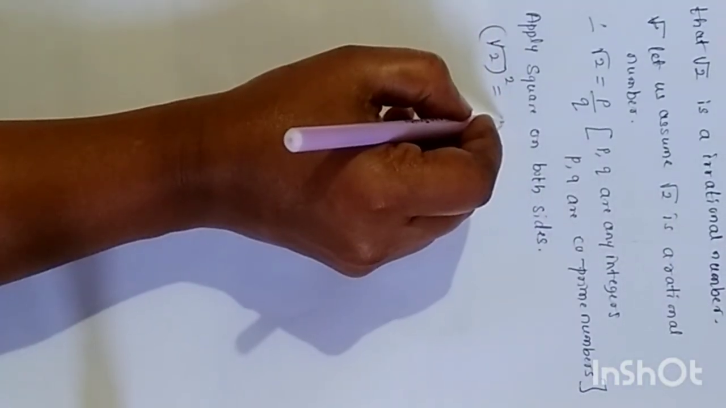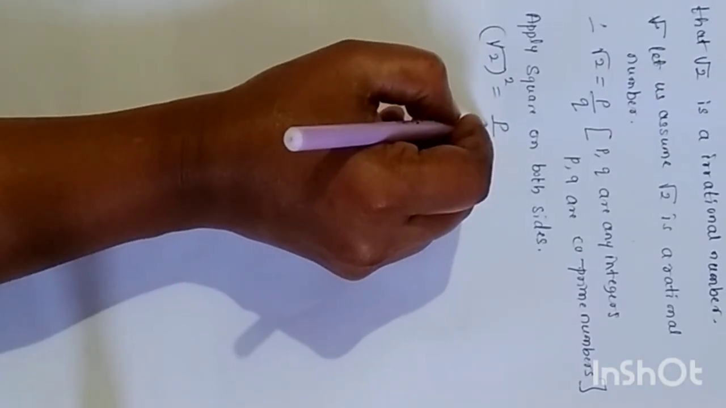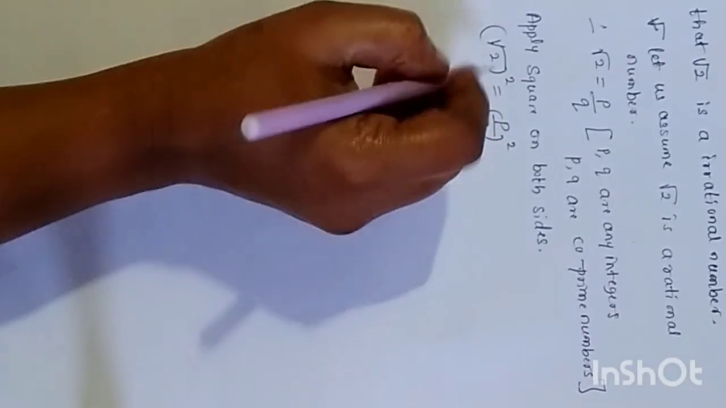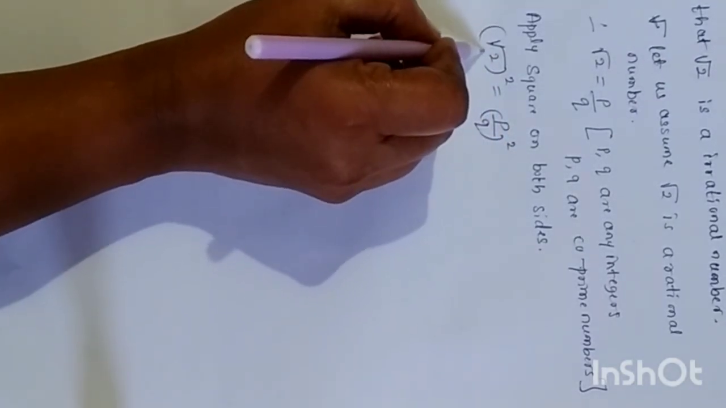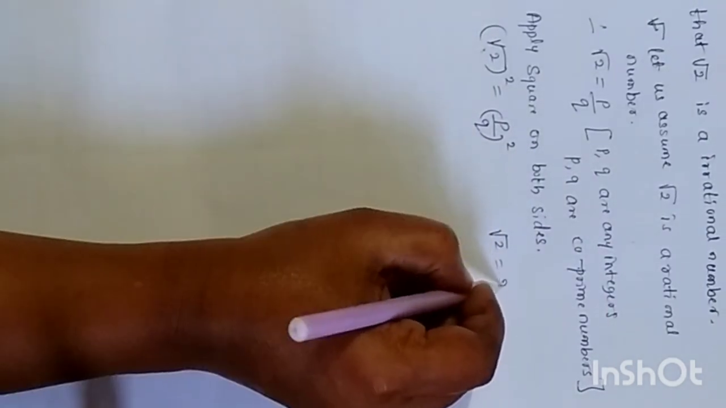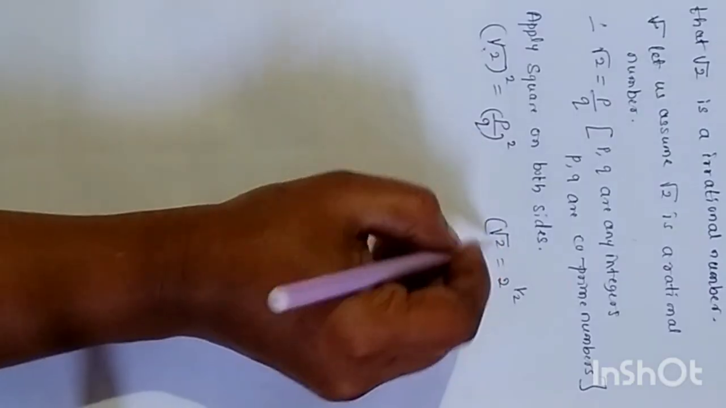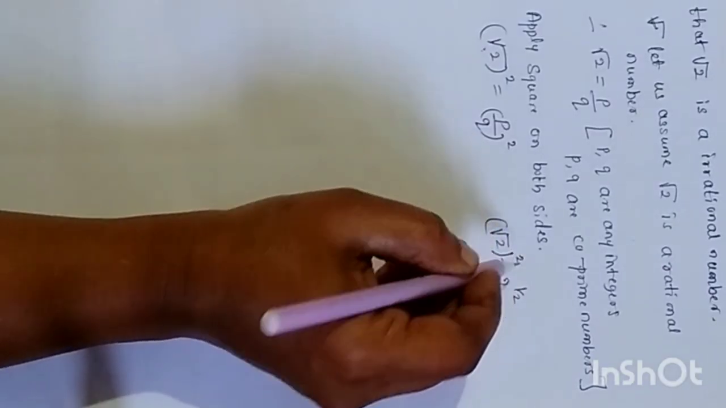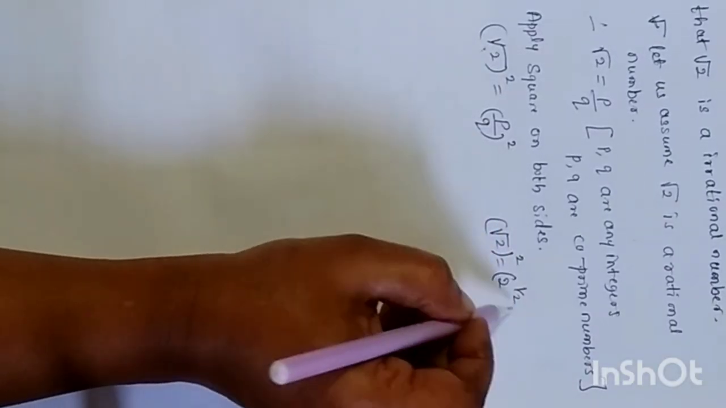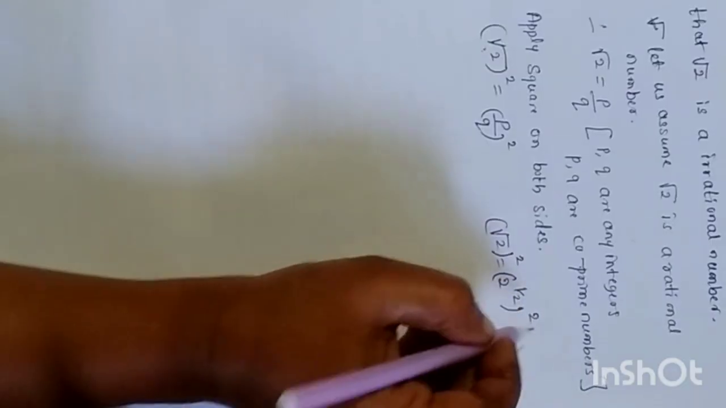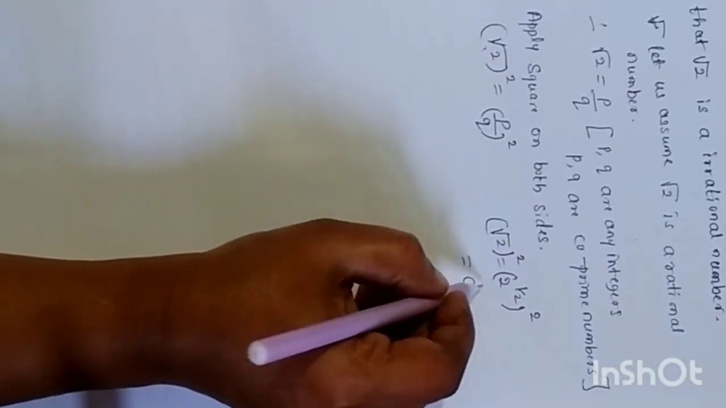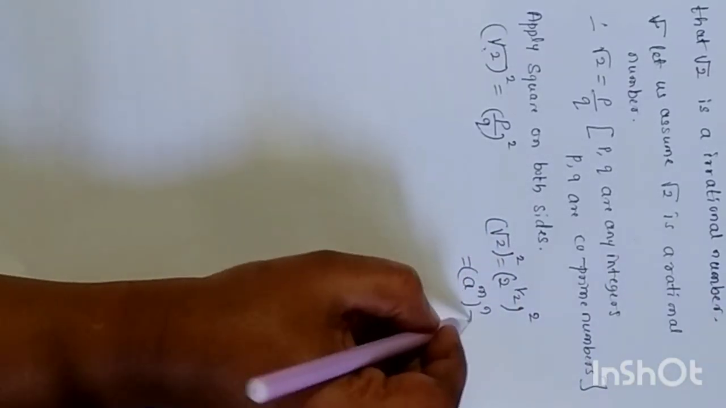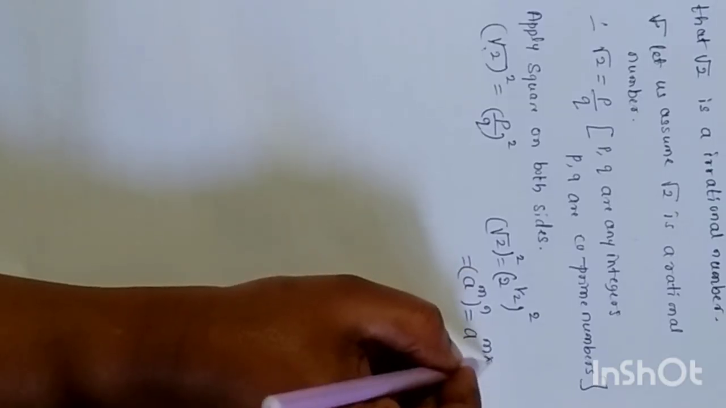So it means square root of 2 whole square equals p by q whole square. See students, here we know already root 2, exponent form of root 2 is 2 to the power 1 by 2. Here they given square root of 2 whole to the power 2. It means 2 raised to 1 by 2 whole to the power 2. You know the formula a to the power m whole to the power n means a to the power m into n.